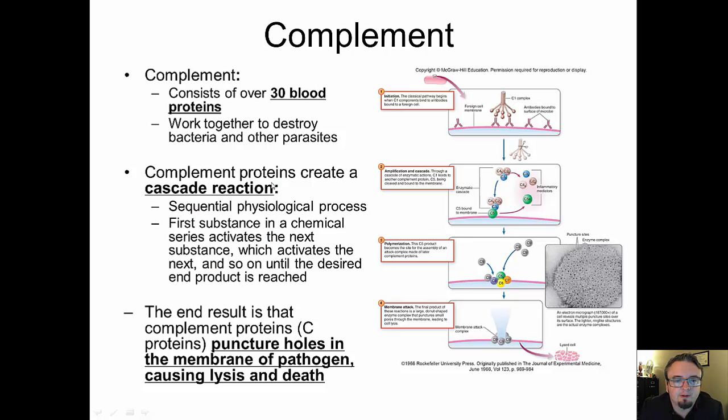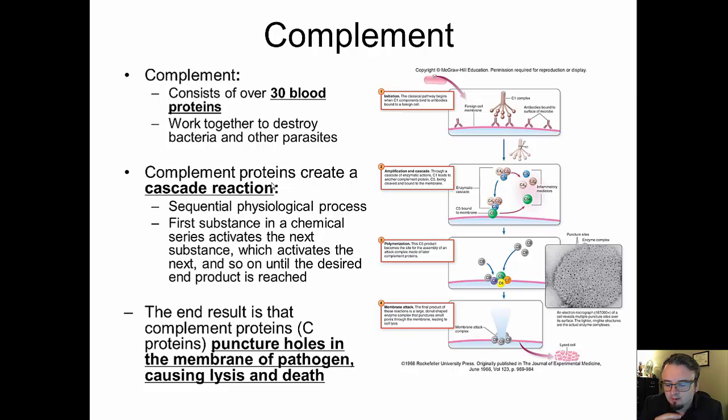And the last example here is another type of antimicrobial protein. These are called complement proteins. Complement proteins work in conjunction with the third line of the immune system. So they actually work in conjunction with antibodies, which are produced by the third line of the immune system. So this is kind of a combination between the specific and the non-specific. So they're technically part of the non-specific.